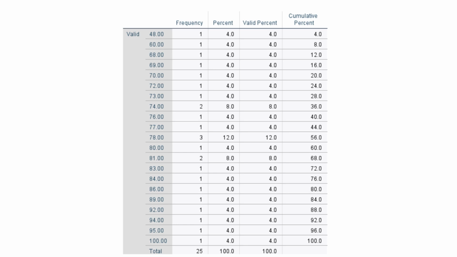The reason they're identical is that there are no missing values in this data set. If there were missing values, the valid percent would exclude those missing values, whereas the percent would include them. And these are just the percentages corresponding to the actual counts for each individual score. So 12%, you can see there, corresponds to 3 respondents who got a score of 78.